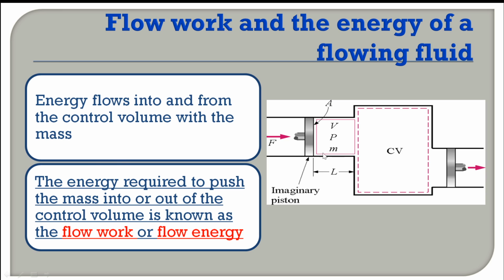So this is a control volume. Some imaginary pistons are provided, shown just for your understanding. The energy required to push the mass into or out of the control volume is known as flow work or flow energy. Suppose some mass flow is there, this is the control volume, an open system, let it be a turbine or a compressor or a nozzle, something like that.